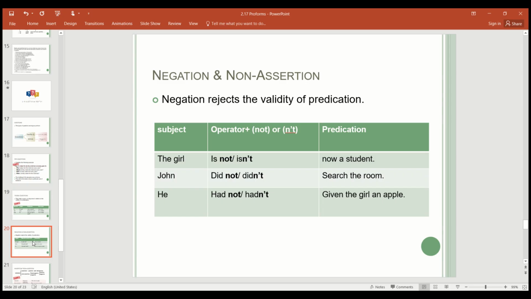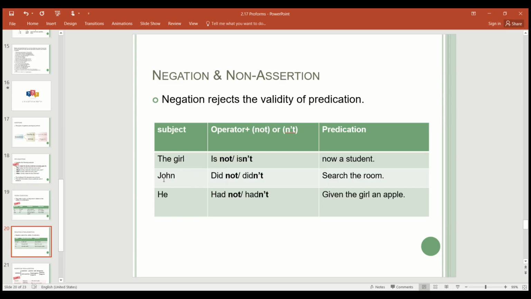As for the negation, it rejects the validity of a predication, which means that we have in the operator the particle not, and what follows the operator in the predication is not valid. It doesn't mean that it is not correct, but it says that being a student is not valid. The girl is not a student. So the information provided in the predication is not the case, is not valid.